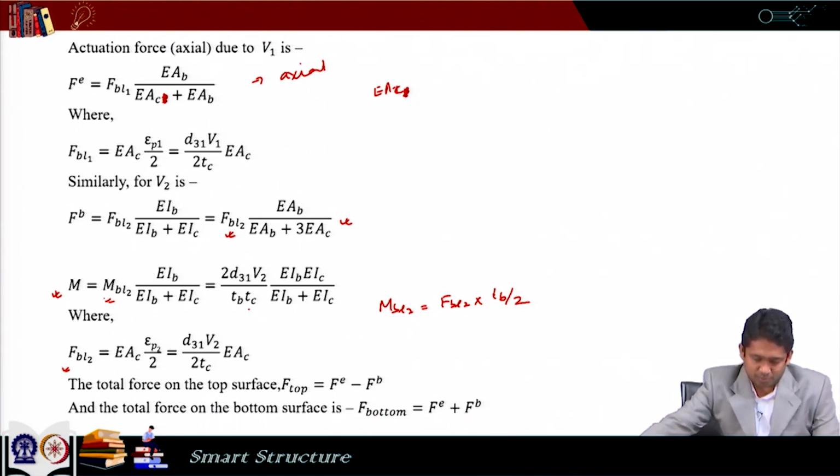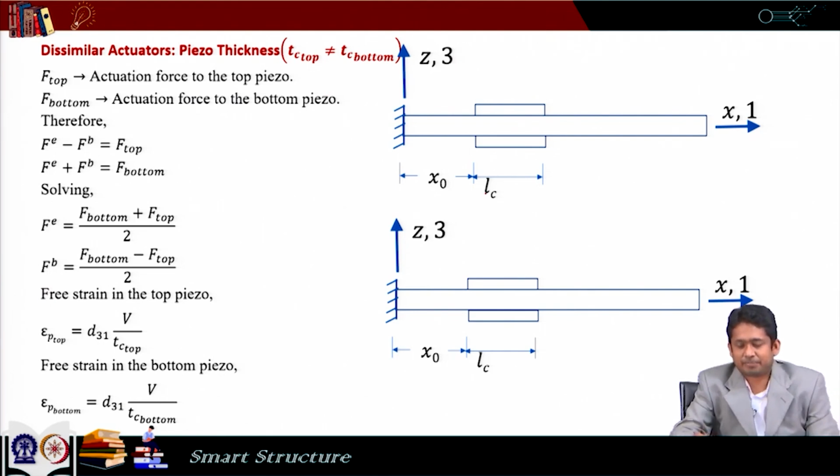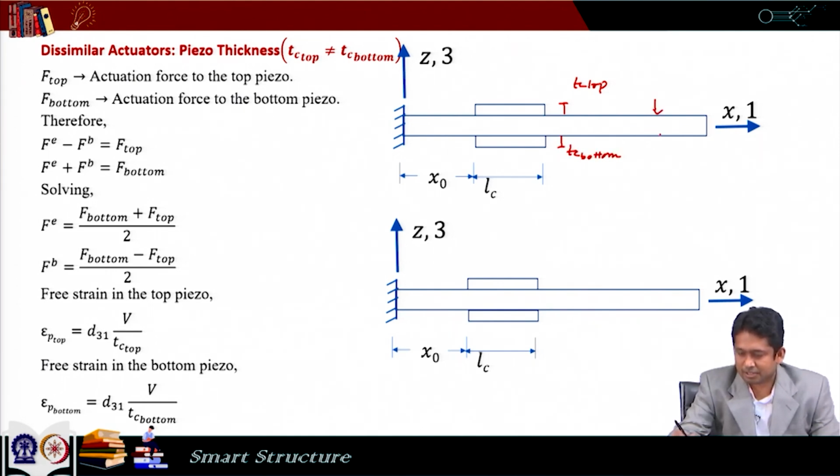Now, we will look into two more cases. Again, these are asymmetric actuations, and here the asymmetry is in the piezoelectric properties. In the first case, the asymmetry is in the geometric property of the piezoelectric patches. So, here the thickness of the top and the bottom piezos are different. We can call this TC top, and we can call this thickness TC bottom. The thickness of the beam remains the same, as we have been denoting by TB.